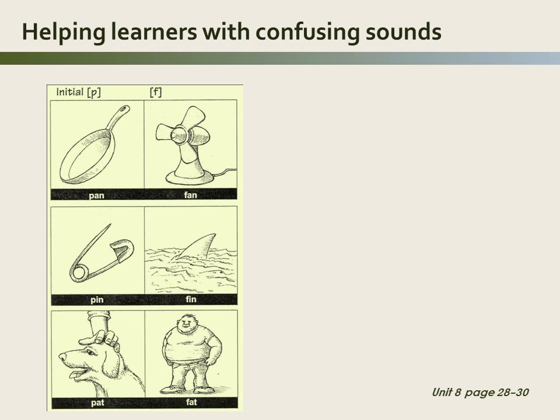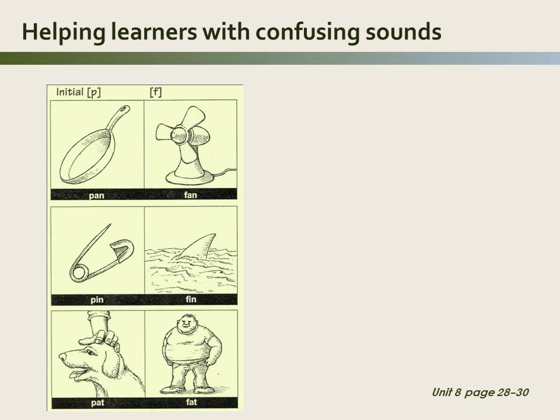We already discussed that some learners find it difficult to distinguish between two particular sounds that to English speakers sound completely different, and an example here is P and F, which is confusing for lots of Korean learners. What you can use is what's called minimal pairs, which are pairs of words that only differ in the target sounds. Here you've got pan and fan, pin and fin, pat and fat, but there are plenty of commercial books that give you other confusing pairs of sounds.